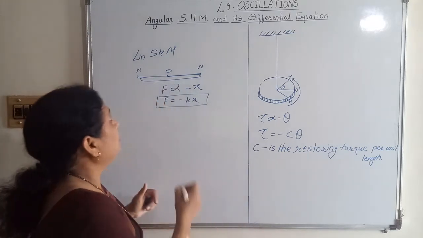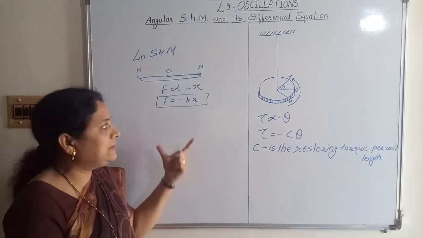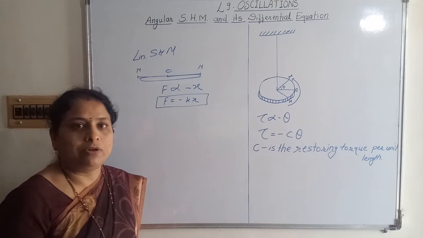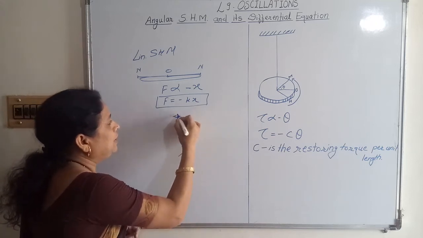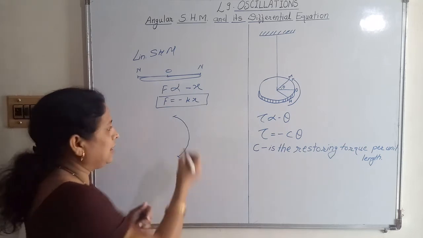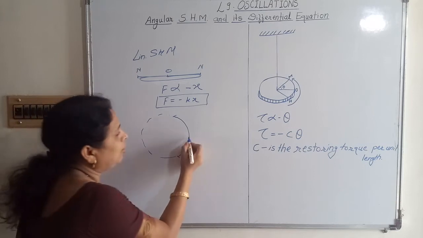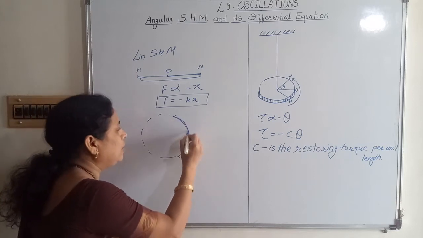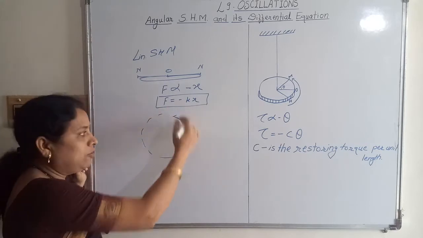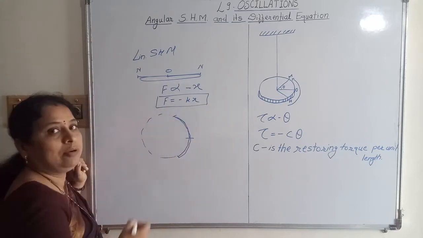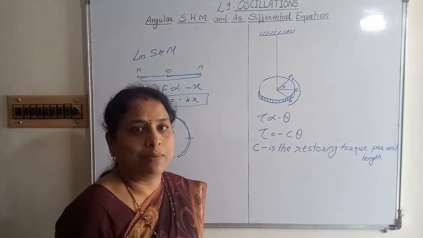Now, in angular simple harmonic motion, as given on the first page of your book, the path is angular, meaning the path is part of some arc, part of some circle. The object moves along the angular path. Again, the object moves to and fro, but along the angular path. Then that SHM is called angular simple harmonic motion.